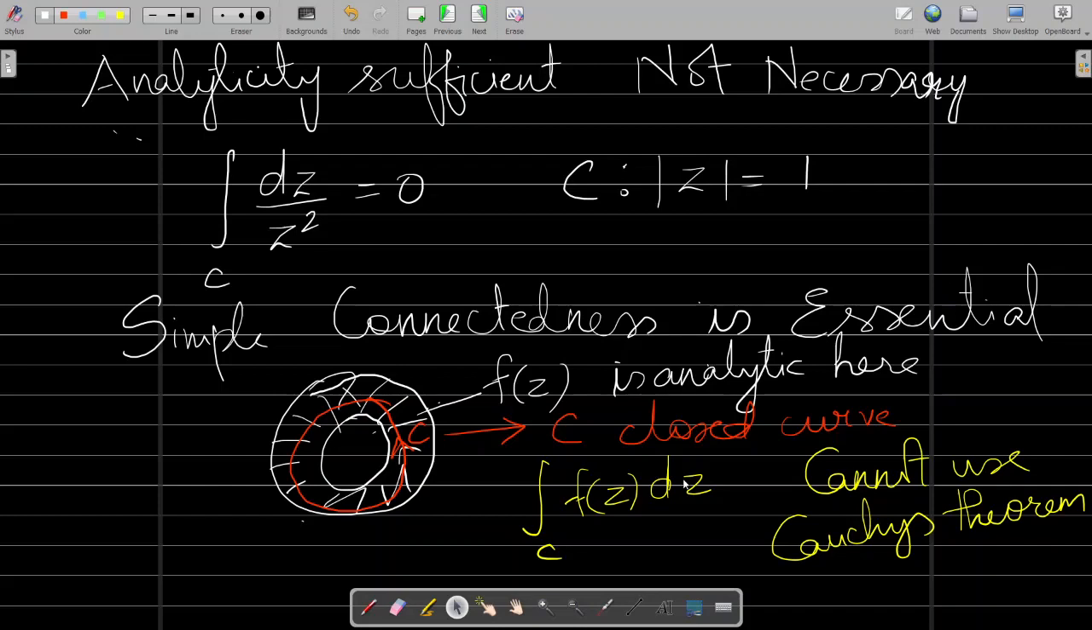Okay, Cauchy's integral theorem cannot be used here because the region is not simply connected. Now the next result: using Cauchy's integral theorem, we can state that if a function is analytic inside a given domain, then the integral is independent of path. That is, if f of z is analytic in a simply connected domain D, then the integral of f of z is independent of path in D.